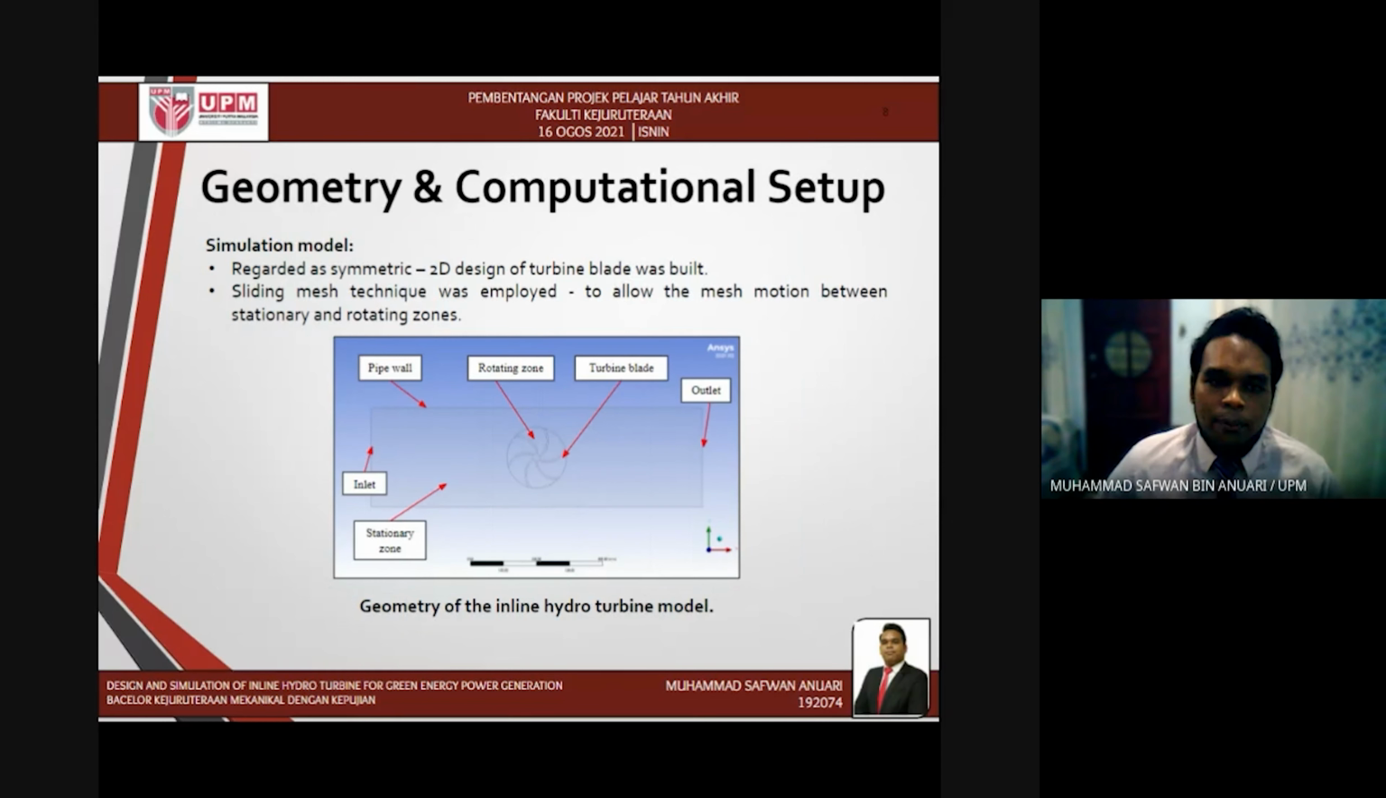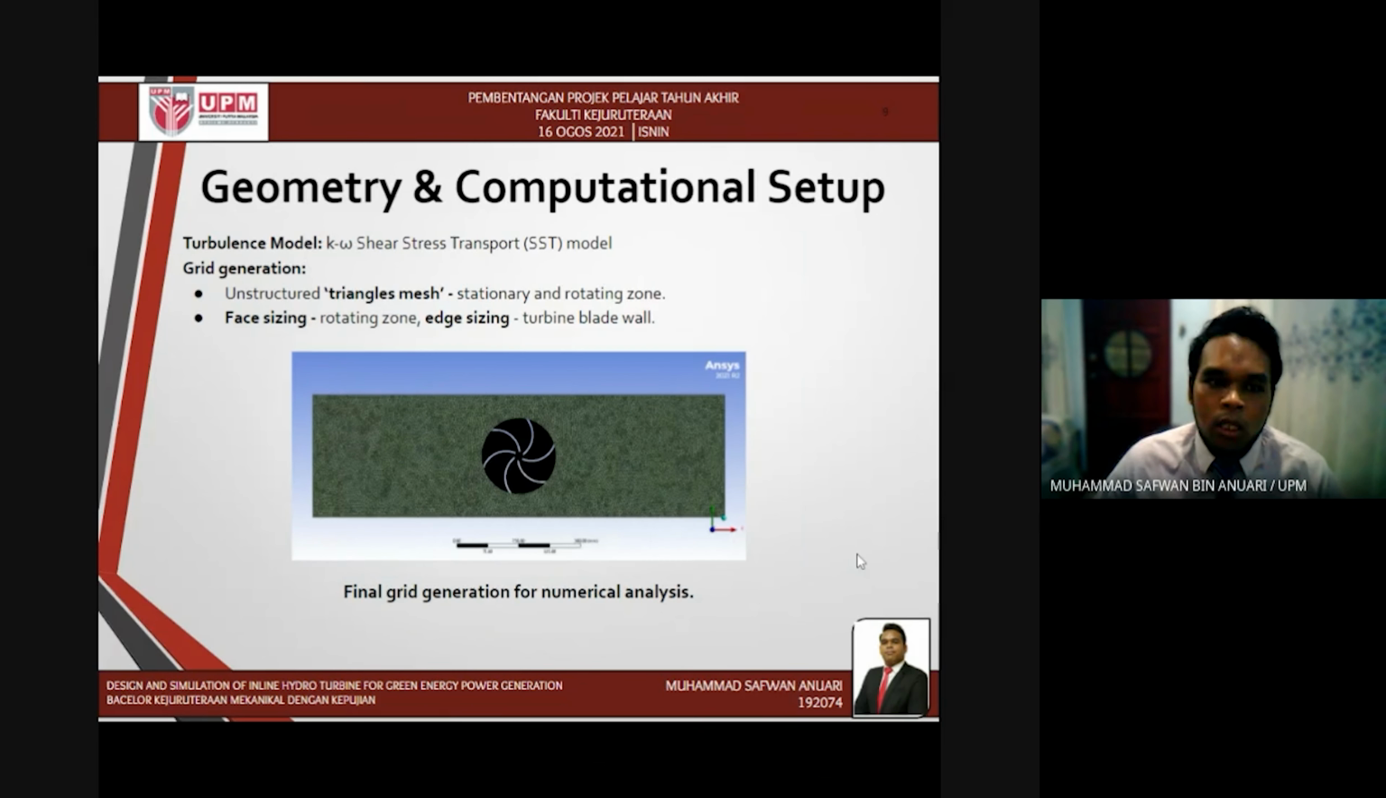The simulation model can be regarded as symmetric. The 2D design of the blade was built to reduce the computation time. The steady mesh technique was employed throughout the numerical simulation to allow the mesh motion between stationary and rotating zones. The turbulence model used in this simulation is the k-omega shear stress transport SST model.